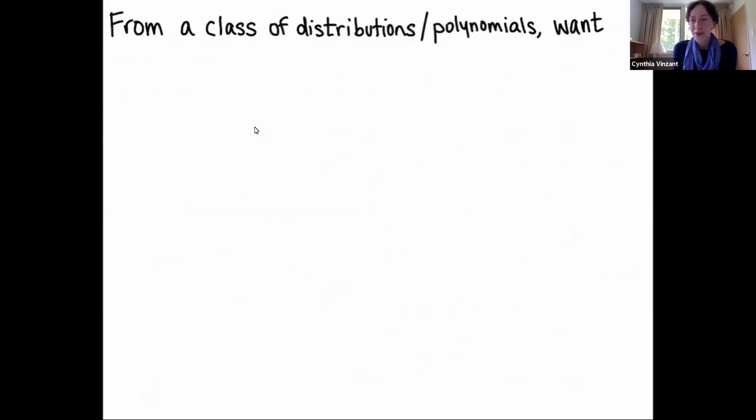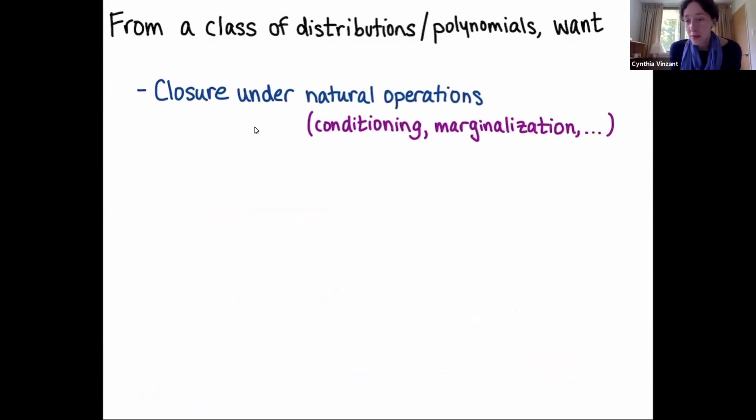And so, from a class of distributions or polynomials, we might want many things. The things that we're going to want in my talk today are that we might want them to be closed under some natural operations, where natural might come from either the polynomial or the distribution side of things. From the distribution side, we say like conditioning, maybe I want to marginalize. There's lots of things we might want to do and stay within whatever nice class that we're in. If we're going to care about it, it should include some important examples that we like and actually want to work with.